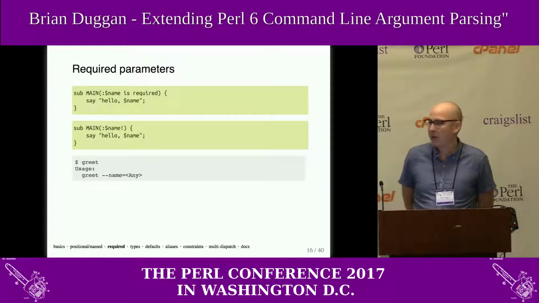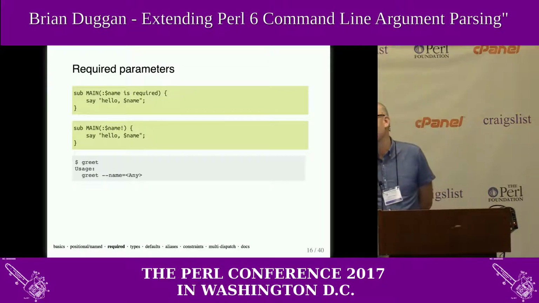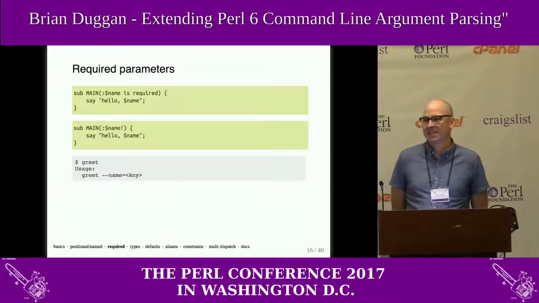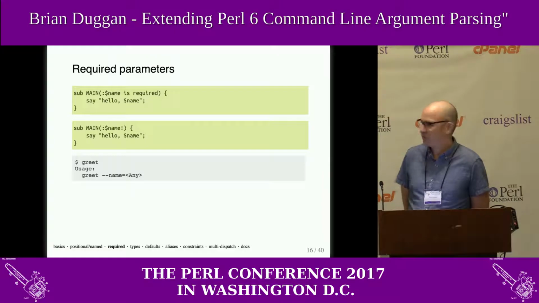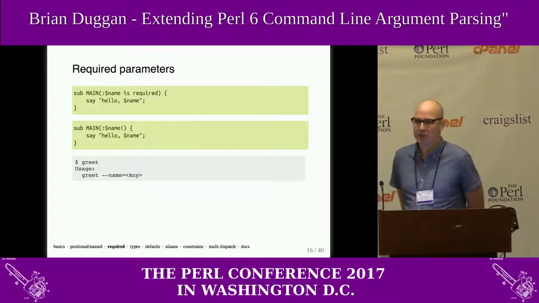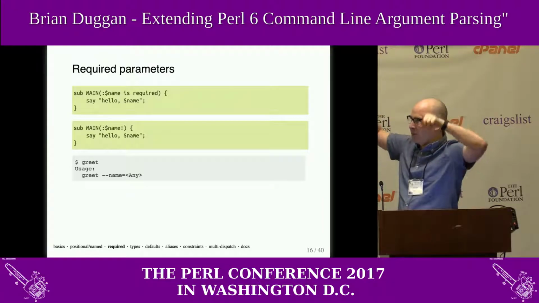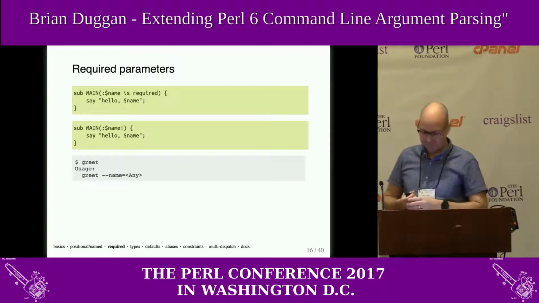You can indicate required parameters also. There are two ways of doing that. One is by saying is required, the other is by adding an exclamation point. And you can see that it sort of fixes up the usage message using the standard convention, like there are no brackets around the argument indicating that it's mandatory.